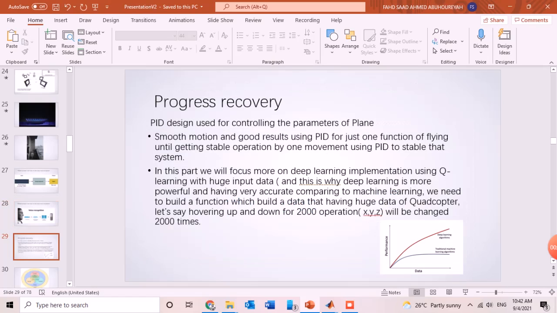So again we come to the project progress. We have designed a PID controller to control the system. To go further, we are trying to employ reinforcement learning. Reinforcement learning requires a lot of data input and a lot of training of that agent.